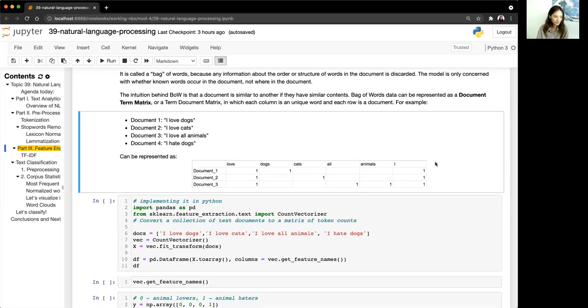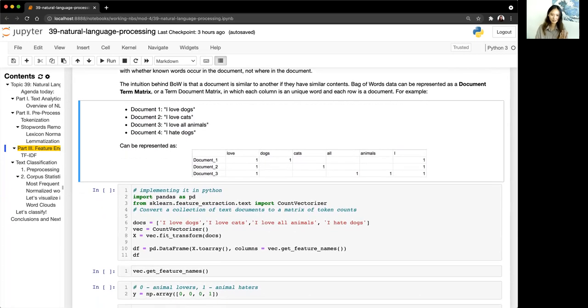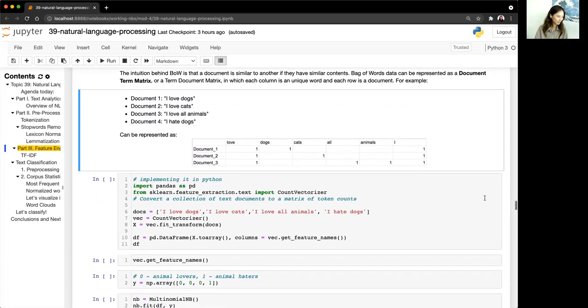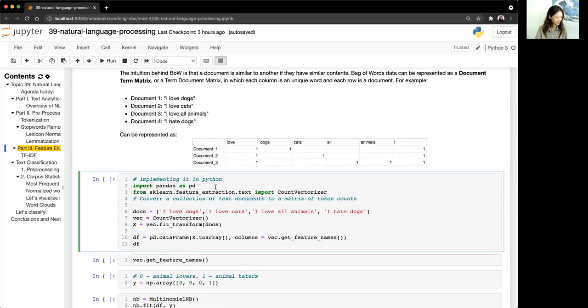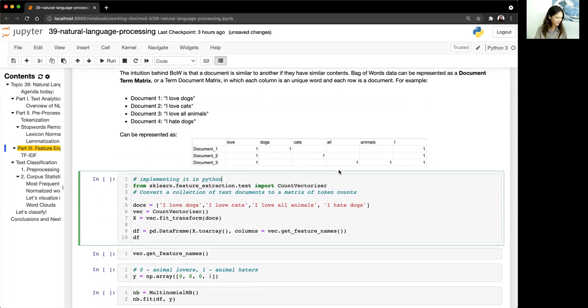So you have a bunch of ones for where all the unique words are, and everything else should be a 0. So let's take a look at how we can do this the scikit-learn way. Or scikit-learn is the only way that we do it. I think I already imported Pandas, so let me clean this up.